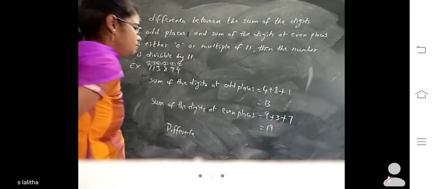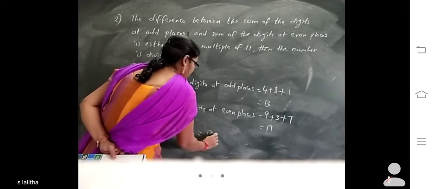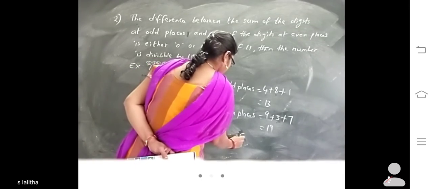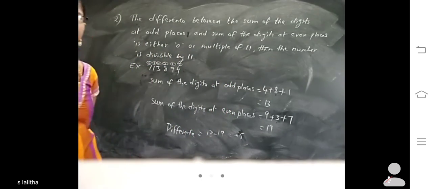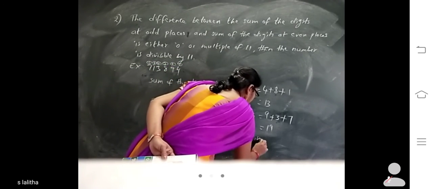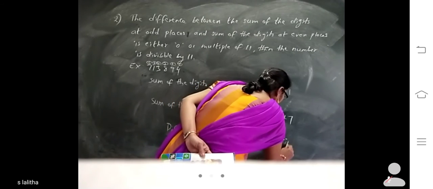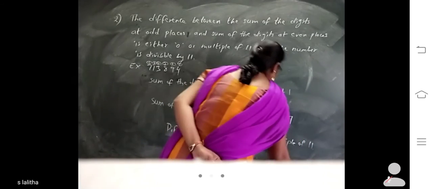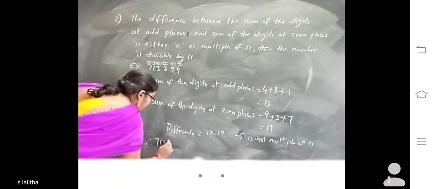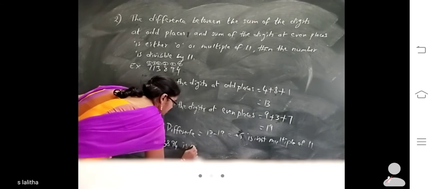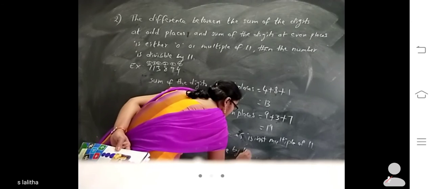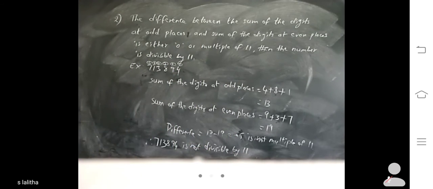What is the difference? 13 minus 19. How much? Minus 6. So is minus 6 a multiple of 11? No. It is not a multiple of 11. Therefore, 7, 1, 3, 8, 9, 4 is not divisible by 11. Okay? Right.